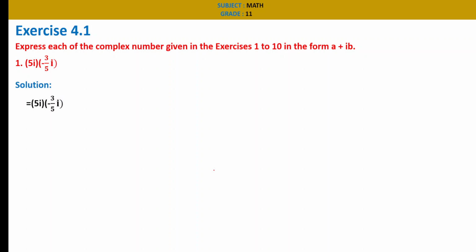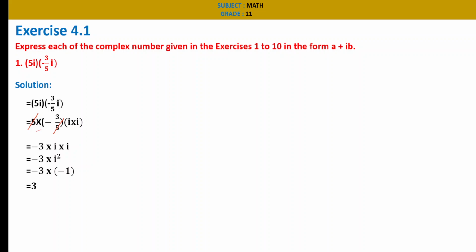Solution. Given question is 5i into minus 3 by 5i. So 5 into minus 3 by 5 into I into I. First we write the real parts, then we multiply I into I. 5 gets cancelled, then minus 3 is the real value. Now I into I is I square, but we know I square is minus 1. So we substitute I square as minus 1. Here again, minus 3 into minus 1 is plus 3.